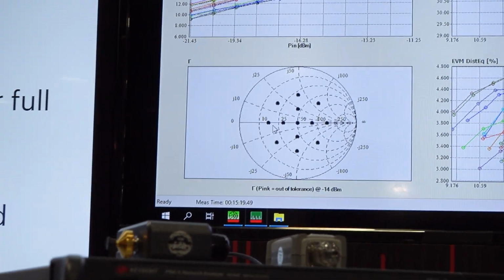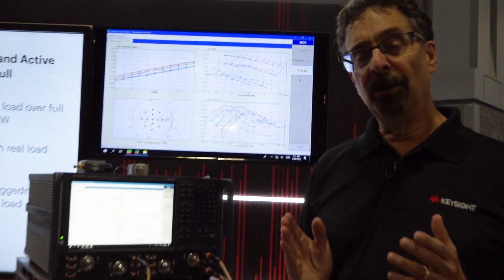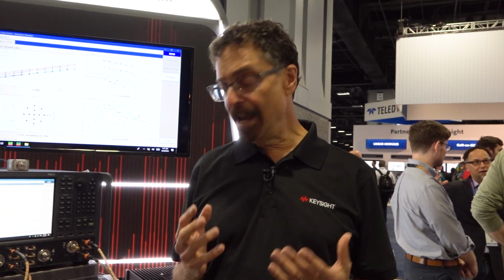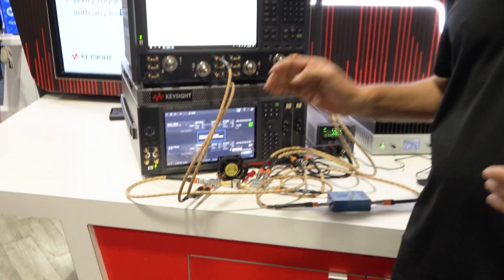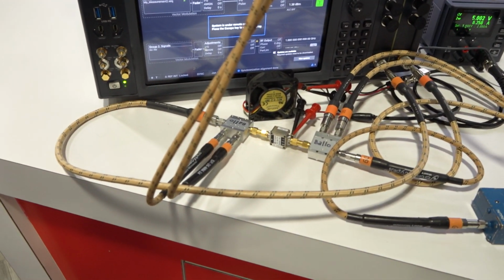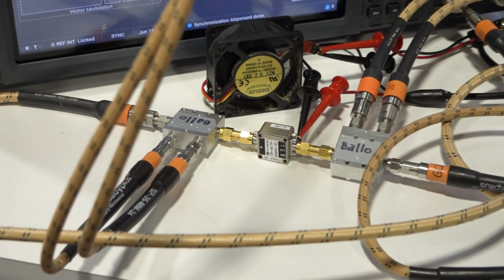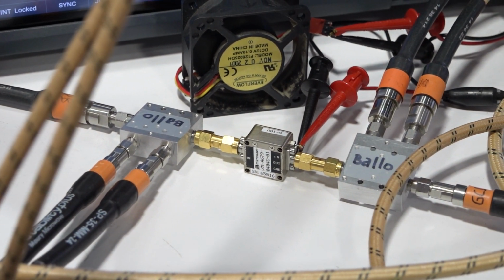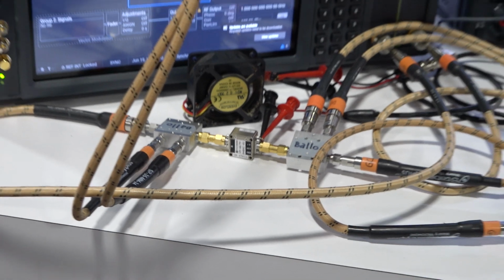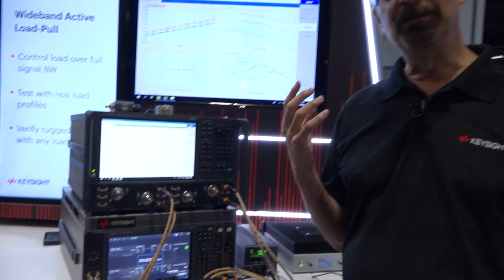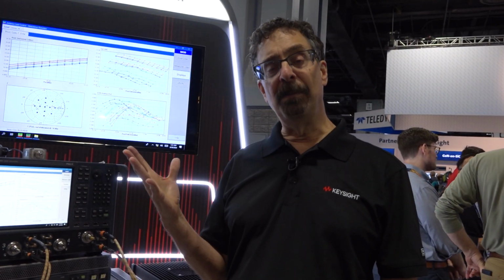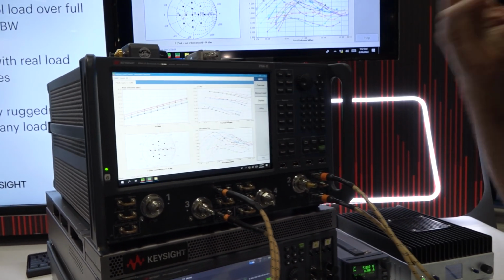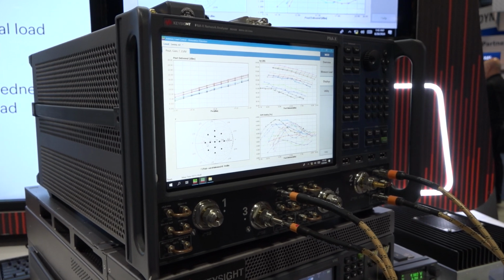The other advantage of active load pull is that you could enter your own custom impedance profile. So for example, if this power amp were driving a phased array antenna system, the impedance that this amplifier would see would vary as a function of beam angle. So now you could import that S1P file that corresponds to your antenna pattern and do all this analysis now with a real-world impedance profile.